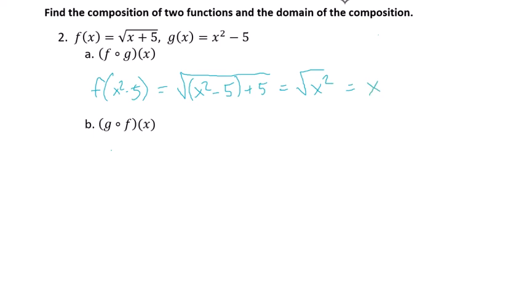Now, x itself has no restriction along its domain, but f of x has that restriction of when you take a square root, you set it greater than or equal to 0, and you get x is greater than or equal to negative 5. And so because this f of x has a restriction, the composition will also have that restriction. So that is your domain.